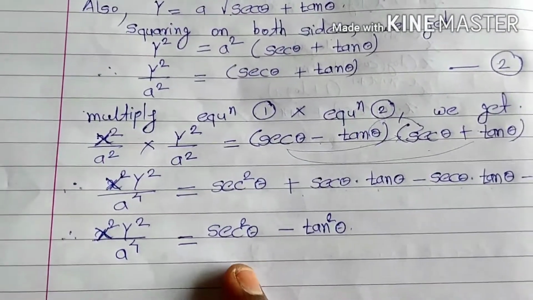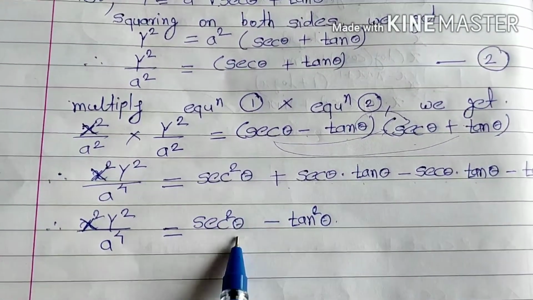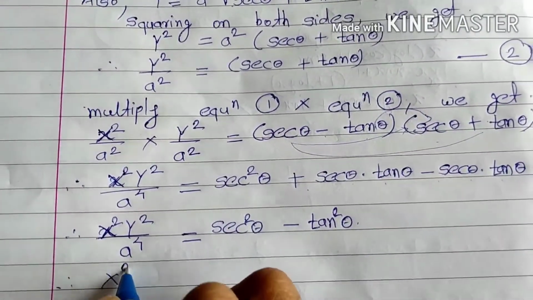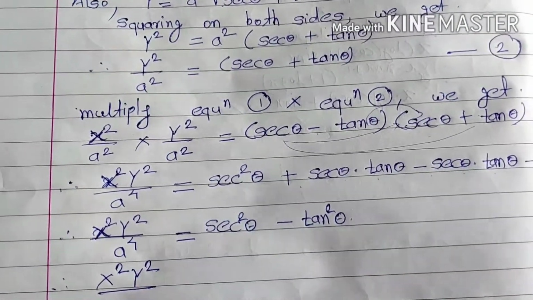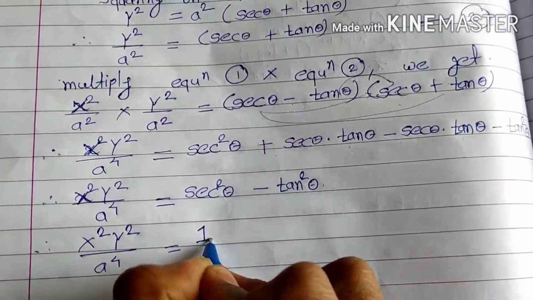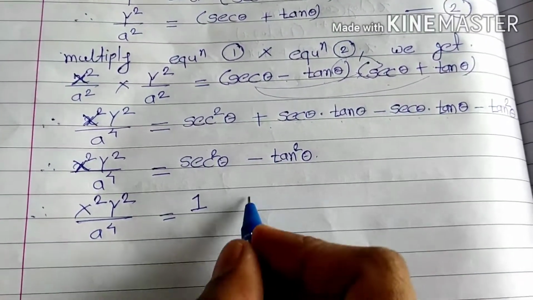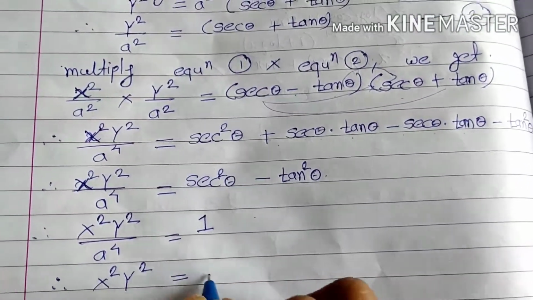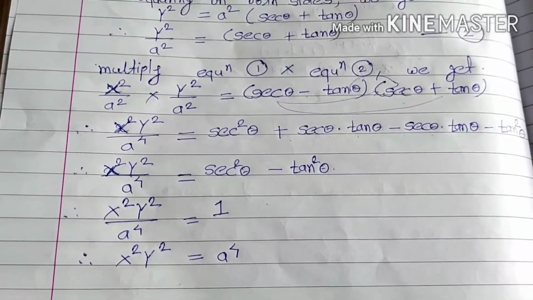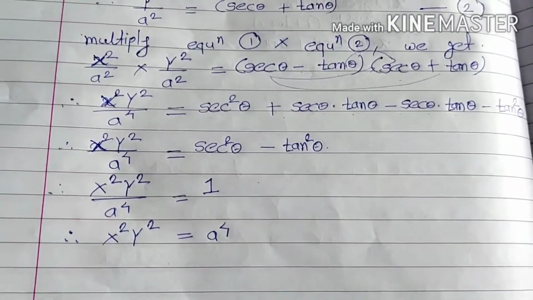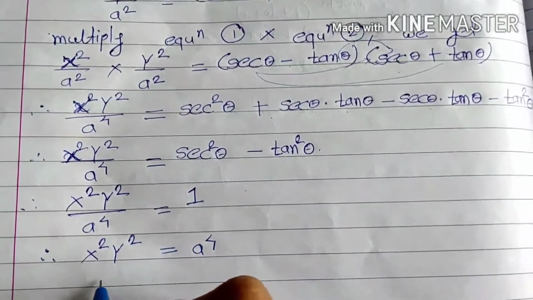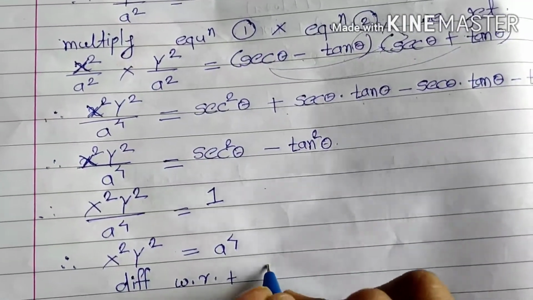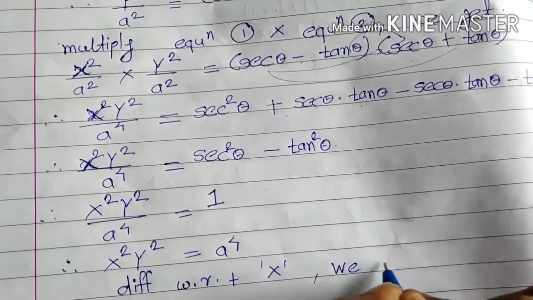Next, by using the identity, we know that sec square theta minus tan square theta is equal to 1. That's why x square into y square upon a raised to 4 is equal to 1. Now multiply this a raised to 4 into this side. So we get x square into y square is equal to a raised to 4. Now differentiate it with respect to x.